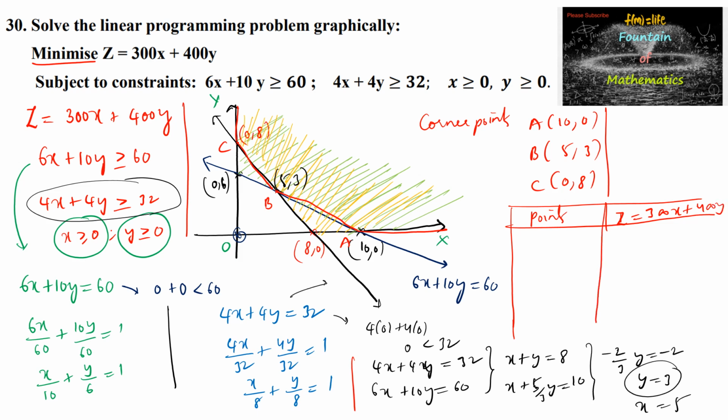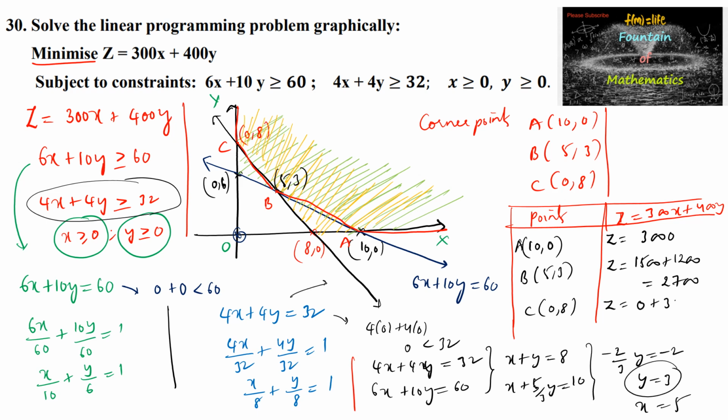So at the point 10 comma 0, we can write Z is equal to 300 into 10, 3000, plus 400 into 0 is 0. So 3000. And at another point 5 comma 3, Z is equal to 300 into 5, that is 1500, plus 400 into 3, that is 1200, which is equal to 2700. And at the point C 0 comma 8, Z is equal to 300 into 0 is 0, 400 into 8 is 3200. So the sum is 3200.